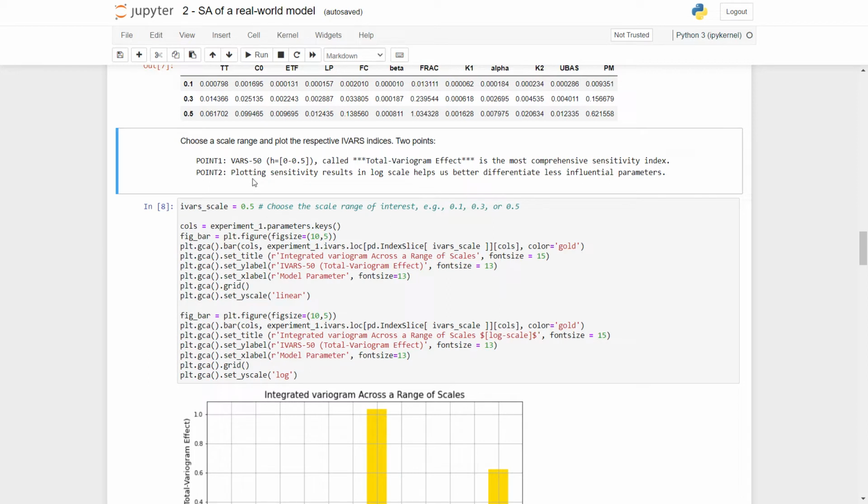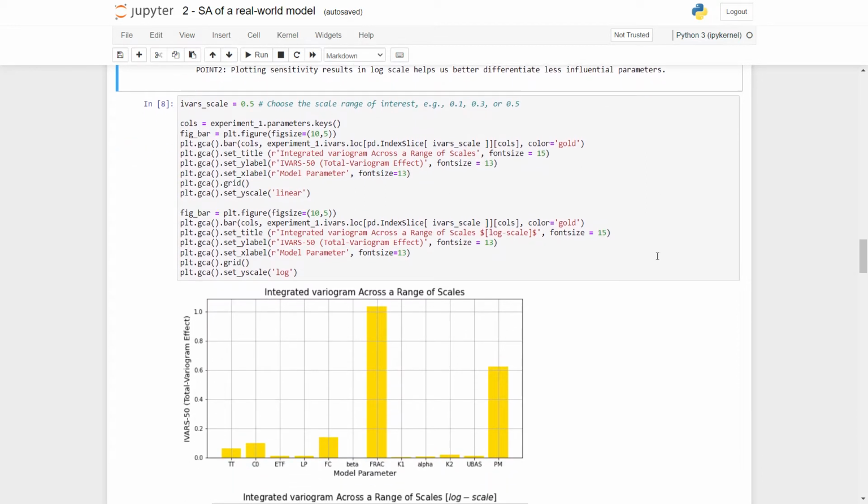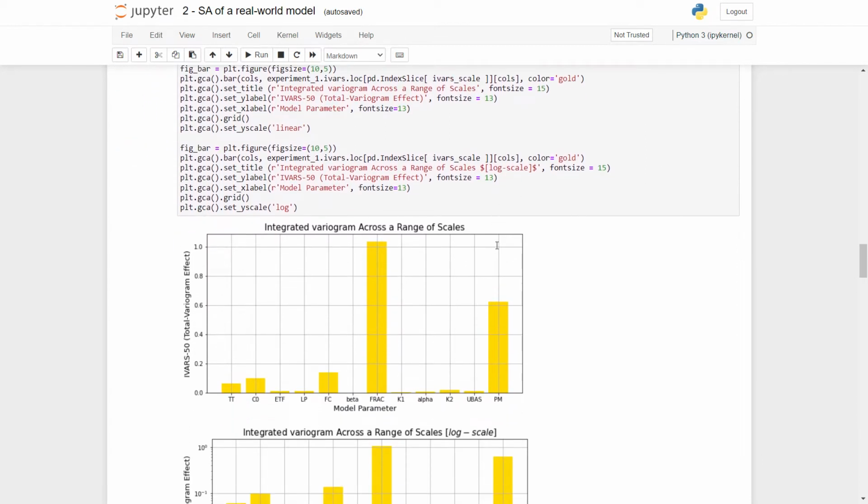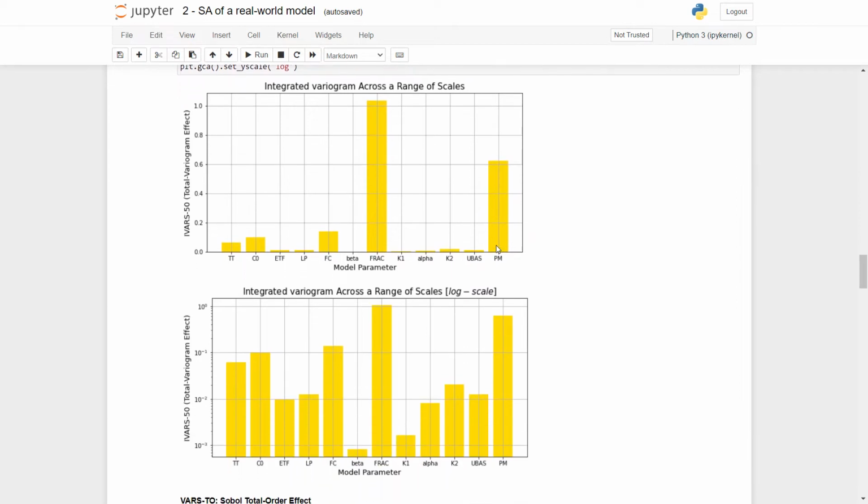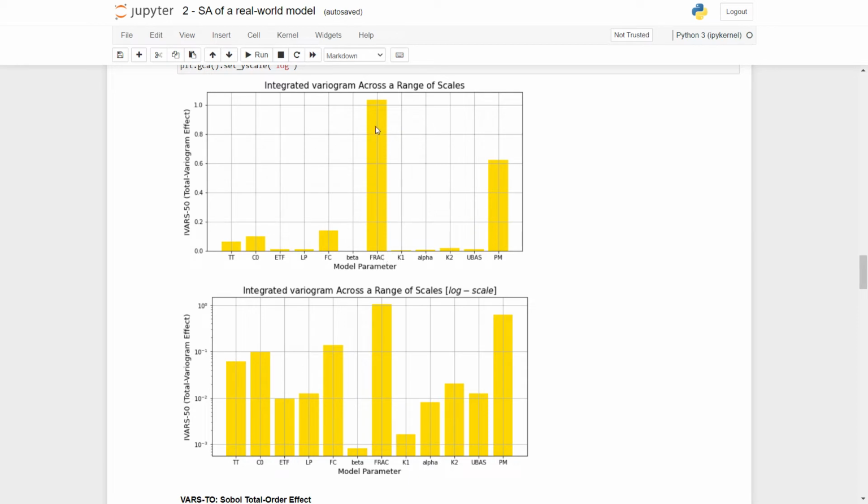Two points to bring up about these graphs: we will be using VARS 50, which is the total variogram effect and is the most comprehensive sensitivity index. Point 2 is that we will also be plotting the sensitivity results in a log scale to help us better differentiate less influential parameters. Now if we take a look here at the different results, we can see that FRAC is definitely the most influential parameter. And when we take a look on the log scale, we can see that there are some other influential parameters as well.